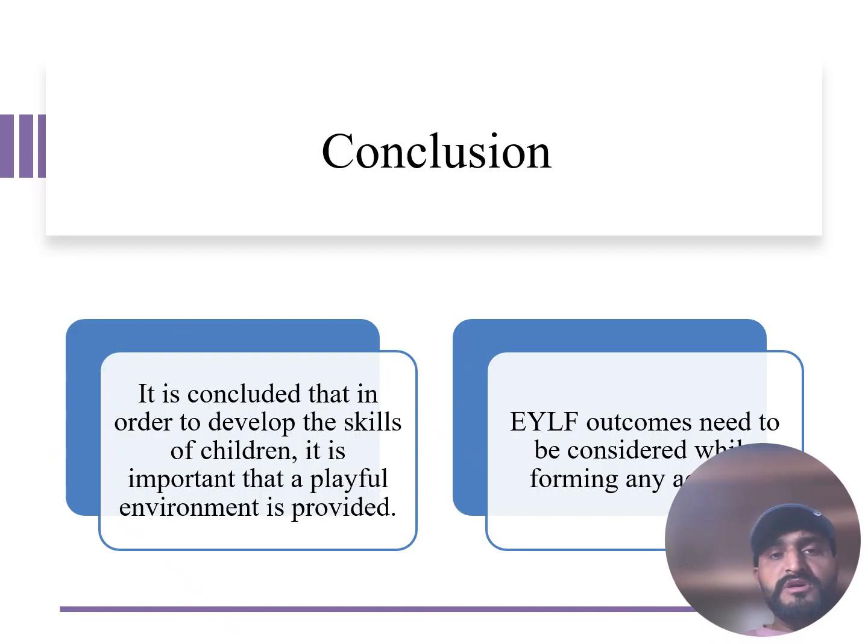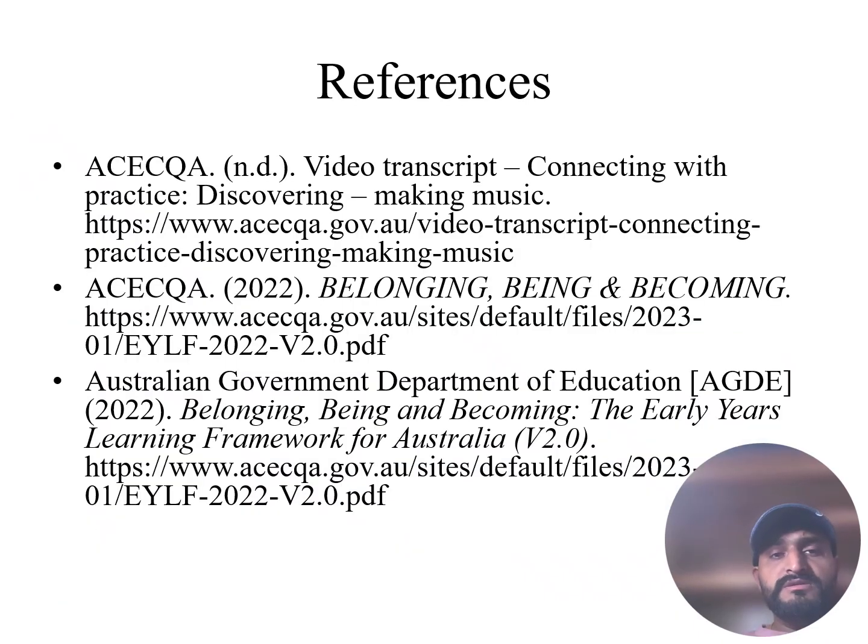dynamic in nature. So, in conclusion, as discussed in the presentation and observing from the video of discovering, children develop different types of skills like cognitive, social, emotional and others through interactive activity. Hence it is important that learning is provided in such a way that all the EYLF outcomes can be considered. This is a list of references which I used to make this presentation in the video.